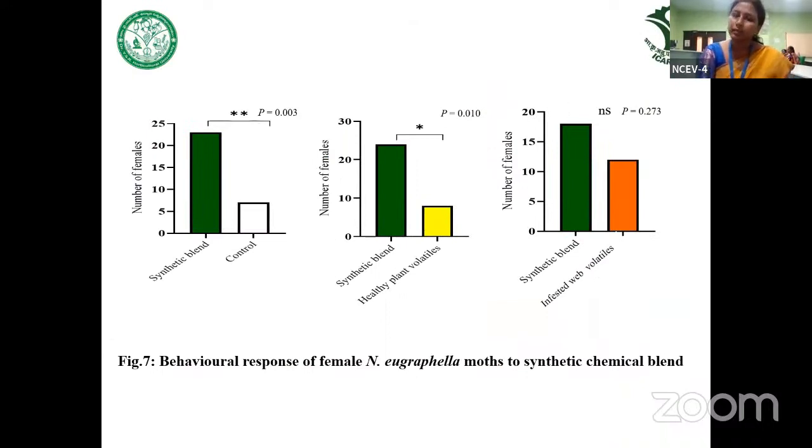Further, those 2 chemicals which showed significant response were used to prepare a synthetic blend, and again tested in behavioral studies using a Y-tube olfactometer. In the single choice assays, the synthetic blend attracted more female moths when compared to control. Again, the synthetic blend was checked against healthy plant natural volatile. There also we saw moth preference for the synthetic blend. But when we tested the synthetic blend along with infested web volatile, no significant difference was observed, but the moths were attracted more to the synthetic blend.